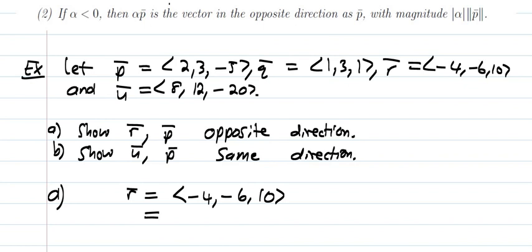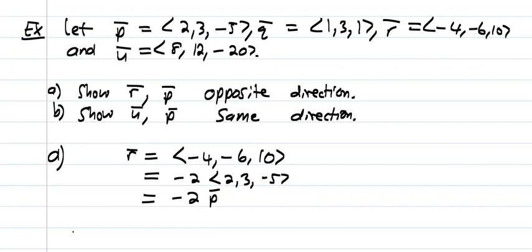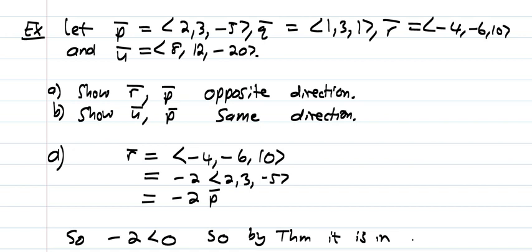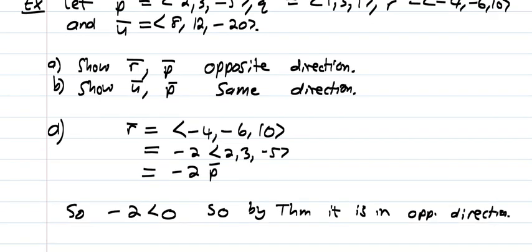Well, vector P is a scalar multiple of R. Or we can say R is equal to -2 times (2, 3, -5), which is -2 times vector P. So we see that the scalar is -2, and -2 is negative. So by theorem, it is in the opposite direction. So if you get two vectors that are scalar multiples of one another and that scalar is negative, then you can say it is in the opposite direction.